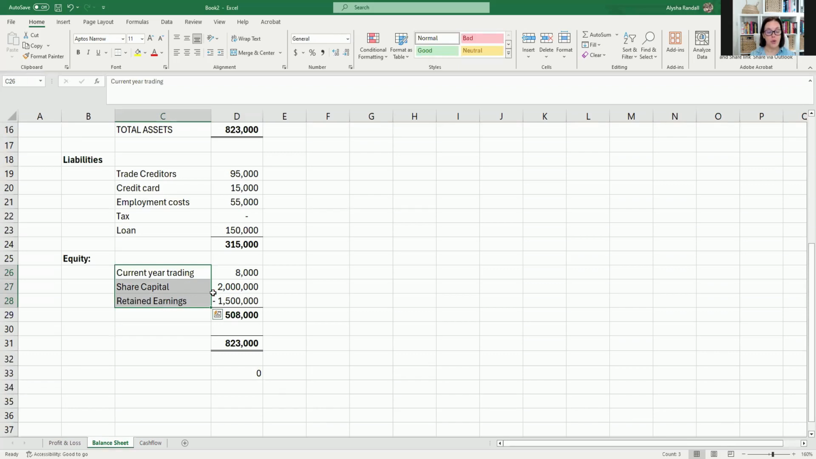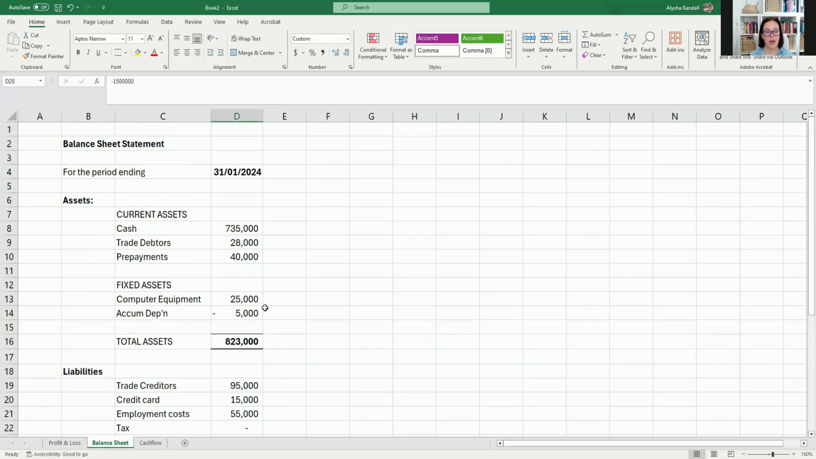And then to make up that balance, you have your current year trading, so adding up all your profit and losses for the current financial year. Share capital, which is how much people have invested into your business, and then how much profit and loss you have made before the current financial year. And again, I'll go through this in detail in another video.